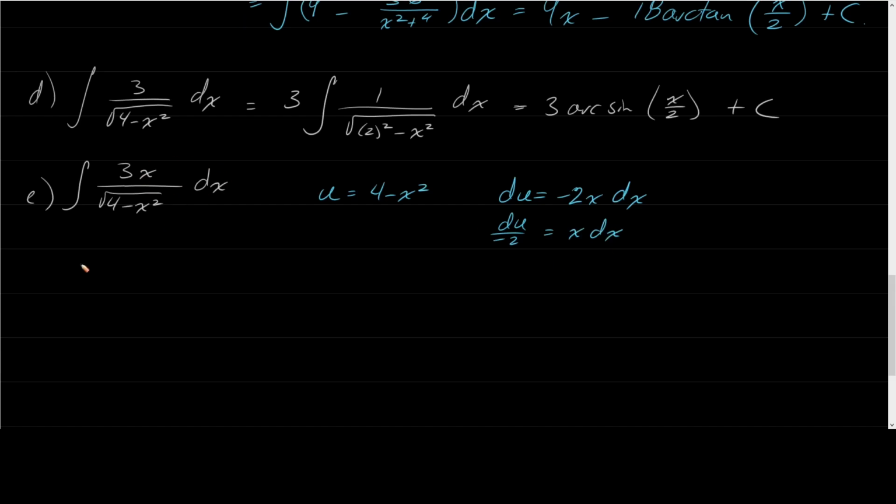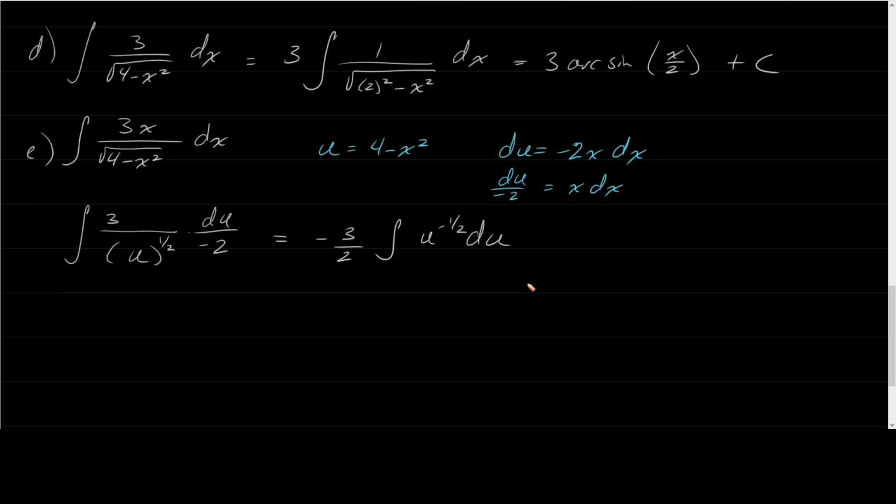So now let's go ahead and make our substitutions. Our integral now becomes, well, this 3x, the 3 we didn't use for anything, so the 3 is still there. This x dx, we just said becomes du over negative 2. And then this square root of 4 minus x squared, I'm still going to write it as a power of 1 half, but the 4 minus x squared, that was our u. So what we really have here is negative 3 halves integral of u to the negative 1 half du. And at that point, it becomes very simple to integrate.